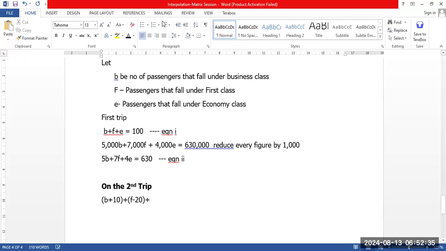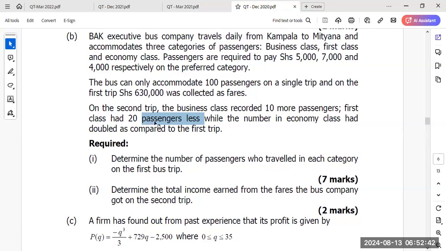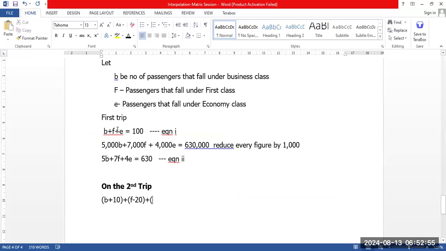Okay. Then the next, they are telling us that the number in economy class had doubled as compared to the first trip. What does that one mean? Had doubled. If initially it is E, then the double of E is what? 2 times E.